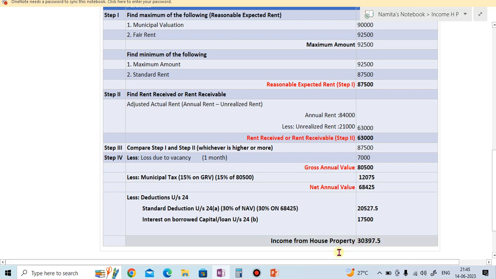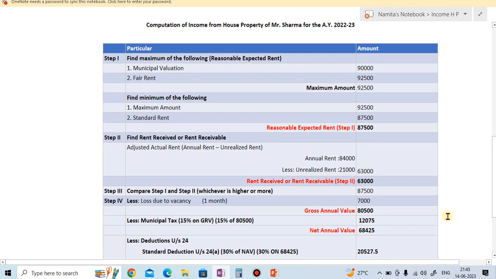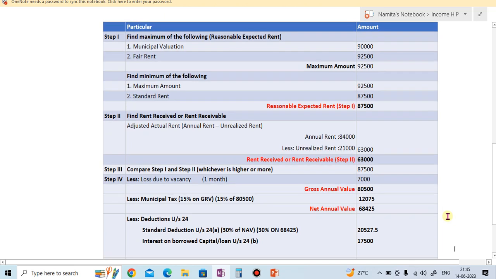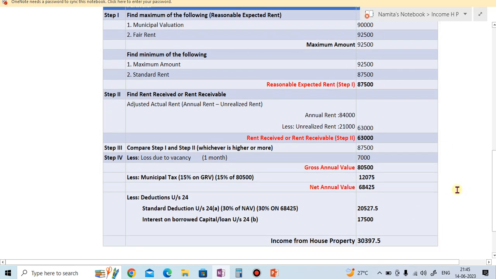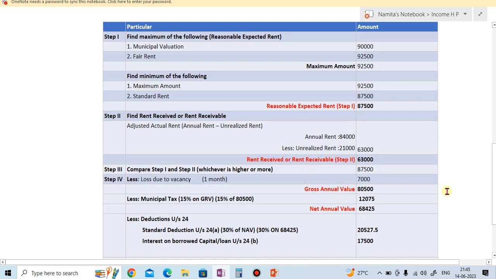This is our answer. Okay, so I hope you have understood this example, how to solve income from house property. And this is the correct answer for this example.